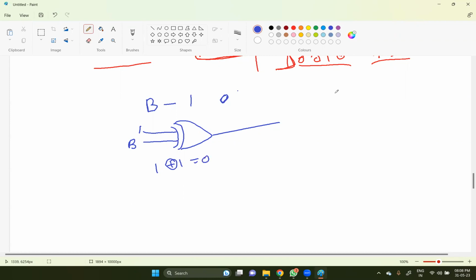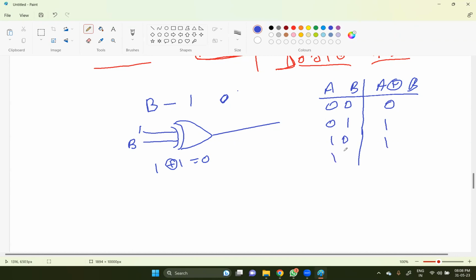If you observe the exclusive OR operation with A, B, and A exclusive OR of B: 0, 0, answer will be 0; 0, 1, answer will be 1; 1, 0, answer will be 1, I'm sorry, this is 1; and 1, 1, answer will be 0. Look at this, 1 exclusive OR of 1 in this case will be 0.